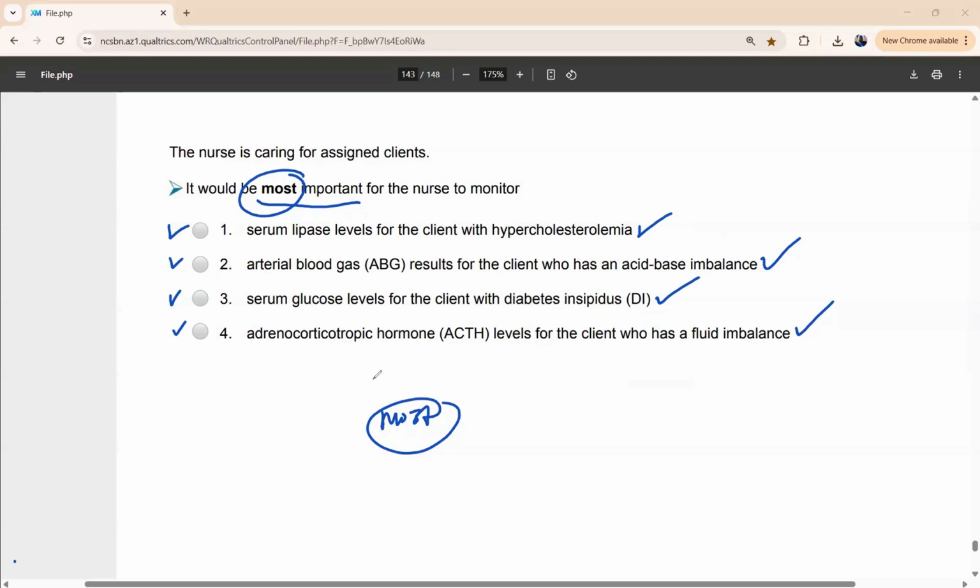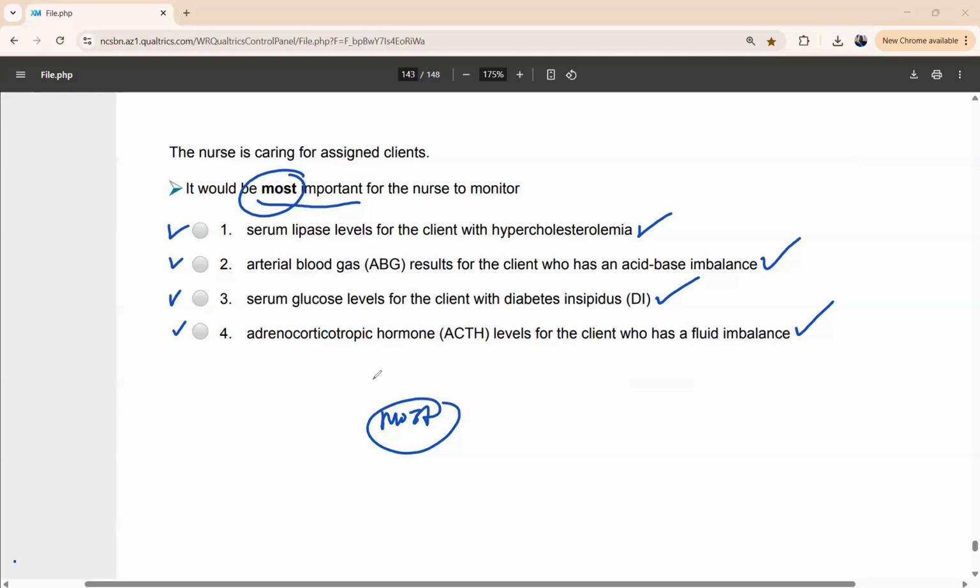Are we making sense? You are trying to monitor something related to the patient condition, but you need to know the patient's condition before you know what you are going to monitor, because you don't just monitor without the condition. If you are trying to monitor a patient, you need to know the situation first. Did they come back from a procedure? Did they just get a specific treatment? Did they just add a medication? You need to know what you're monitoring for. In this case, it's related to patient condition. Patient one has hypercholesterol. Patient two has acid-base imbalance. Patient three has diabetes insipidus. Patient four has fluid imbalance.